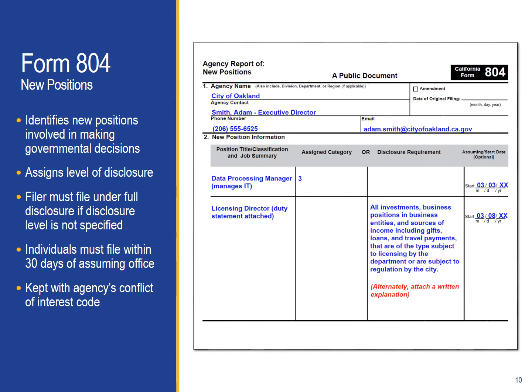You can see in the example on this slide that the data processing manager was assigned an existing disclosure category, but different disclosure requirements were assigned for the licensing director as none of the existing categories applied to that position's duties. Use of the Form 804 promotes uniform reporting among agencies. Maintain this form in the same manner as your Conflict of Interest Code. It is not forwarded to the FPPC.